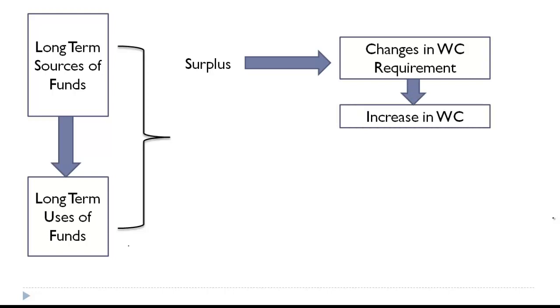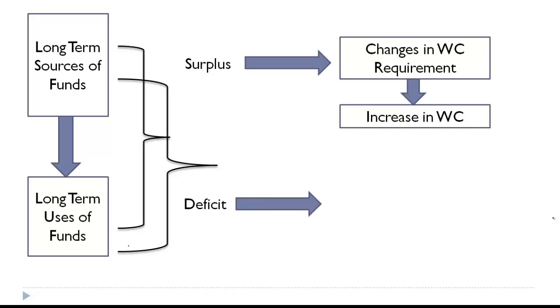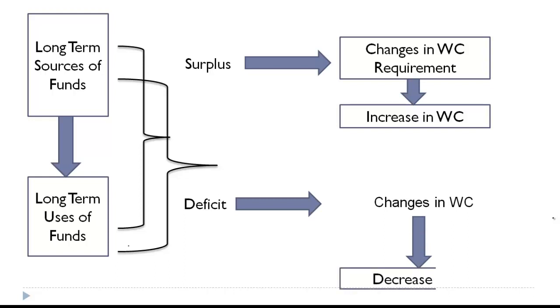Similarly, if the long-term sources are less than the long-term uses, then there is a deficit. Now the question is how this deficit was funded. Obviously, that would have been funded from changes in working capital. Here, instead of an increase in working capital, it will be a decrease in working capital. So the funds which are meant for running the business, or say running the routine operations, were used for long-term purposes.